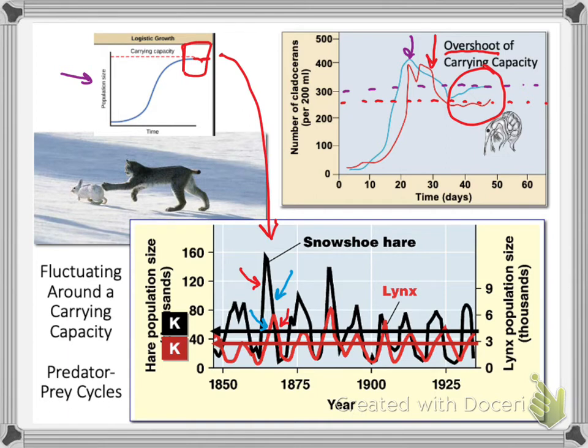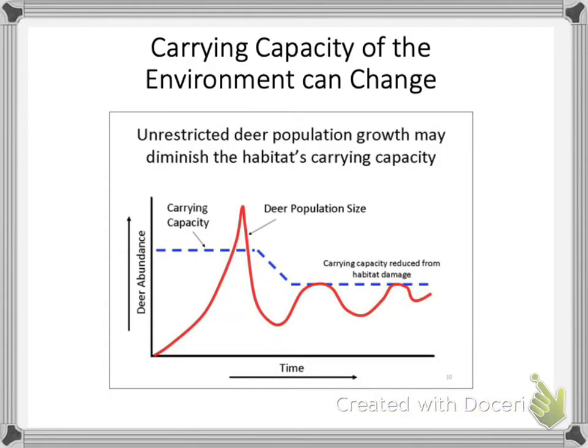And they're essentially fluctuating around these straight lines that are drawn in, and those are our carrying capacities. So just understand that often in nature, we have fluctuations. Something else that can happen in nature is that carrying capacity isn't necessarily a set amount.